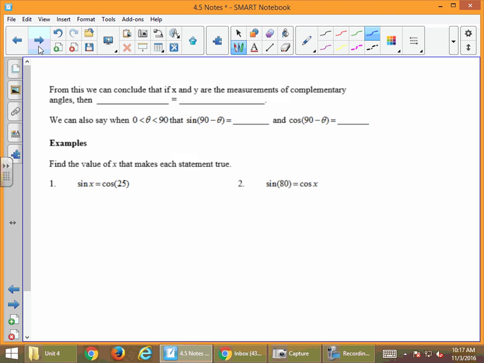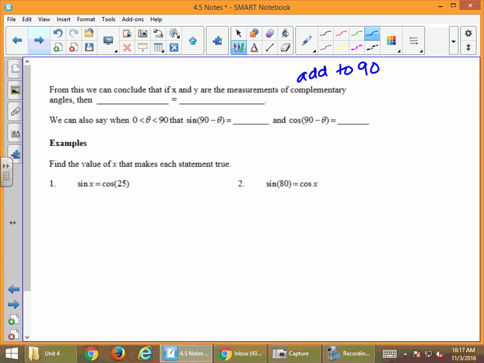So from this, we can conclude that if x and y are the measurements of complementary angles. What does complementary mean? Add to what? Not 180, you're very close. Add to? Supplementary is add to 180, complementary is add to 90. Complement your bicep.